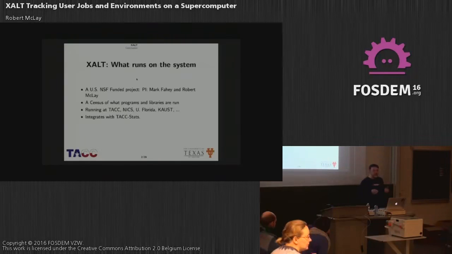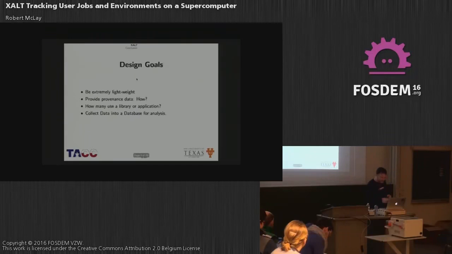We want to be able to track what they're using, because we're building stuff, and we'd like to know whether we should continue to build it, because if nobody's using it, we don't need to build it anymore. Let's do something else. And Xalt is currently running at TAC, the site I come from, at Nix, at University of Florida, at KAUST, also at NCSA, and it can integrate with other tools like TACstats, which I won't bore you with because I don't have time.